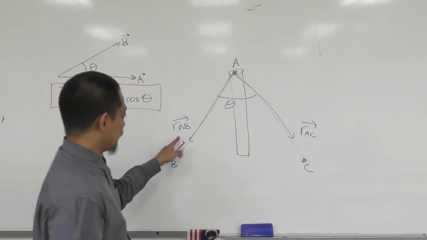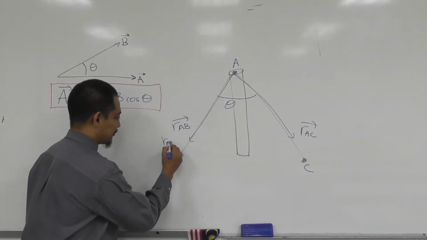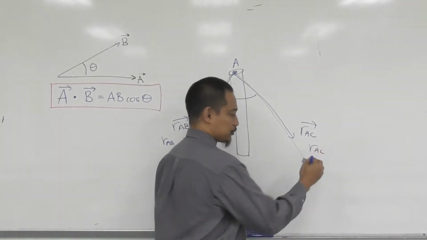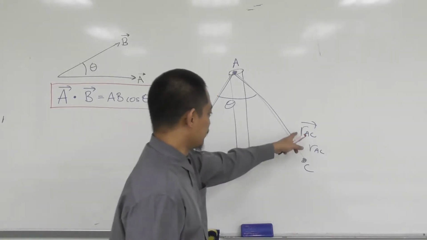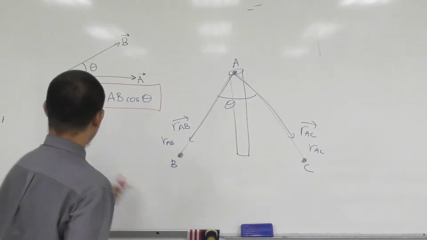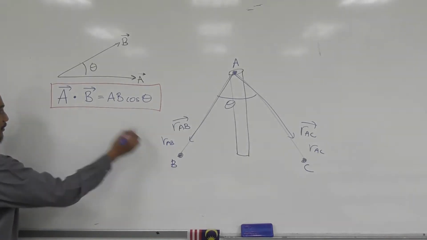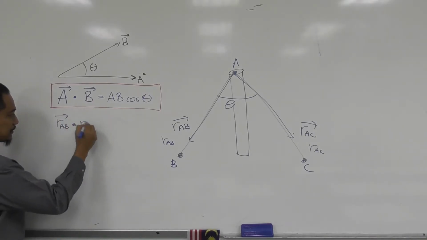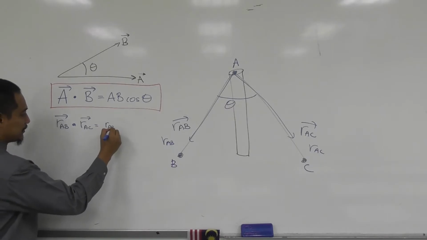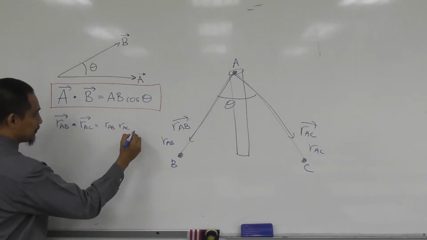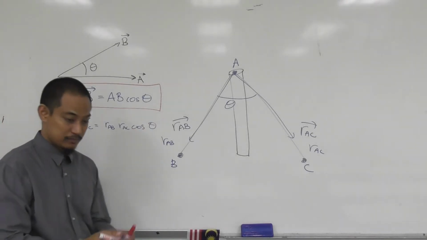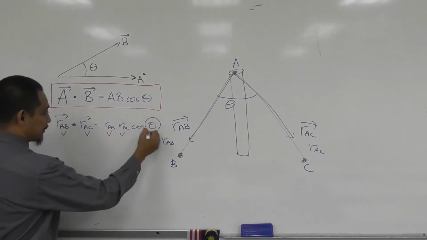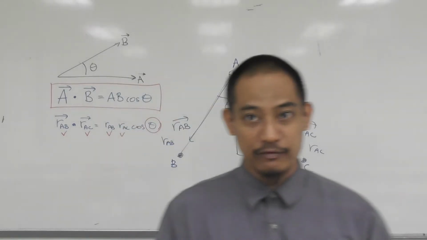Now, if you know this one, can you know what is R_AB magnitude? You can, right? It's square root of this one. R_AC, also square root of this one. So if you know this already, then you have all the ingredients to use this one. You just use, let's say this one becomes R_AB dot R_AC. It will be |R_AB| |R_AC| cos theta, right? And because you already know this one, you know this one, you know this one, you know this one, you can calculate theta. So that's the idea of application.